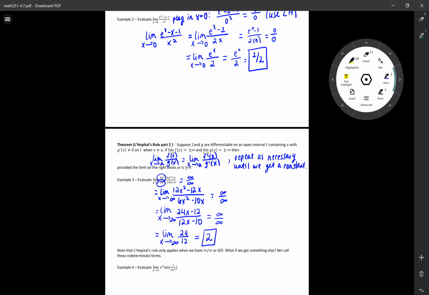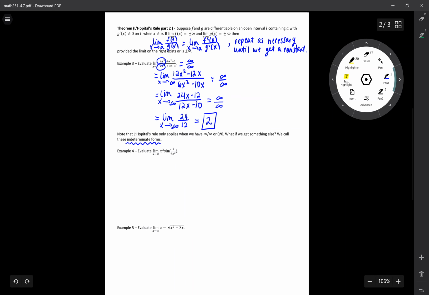Alright, so far we have just seen that L'Hopital's rule applies when I have 0 over 0 or infinity over infinity. But what if I get something else, like infinity over 0 or 0 divided by infinity? We call these indeterminate forms. And we have to algebraically manipulate my function in order to get my form as 0 over 0 or infinity over infinity. So we're going to do some examples here where we algebraically manipulate some functions.